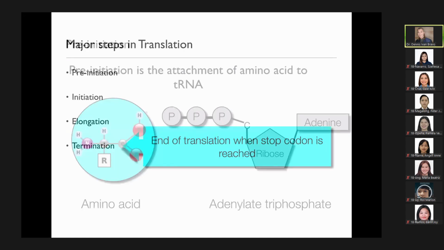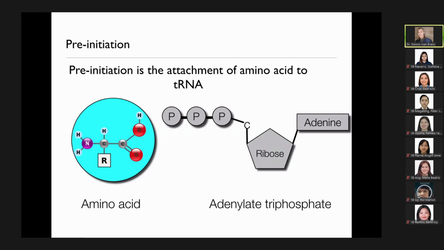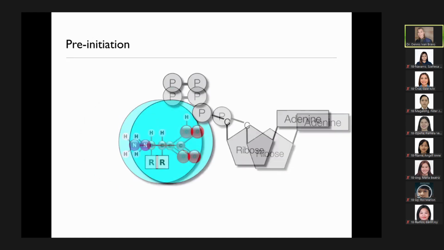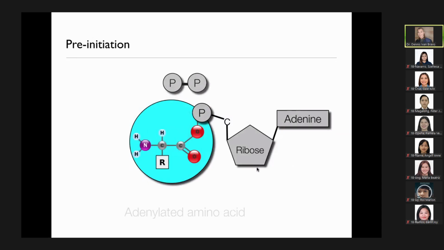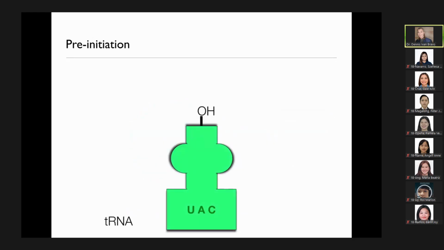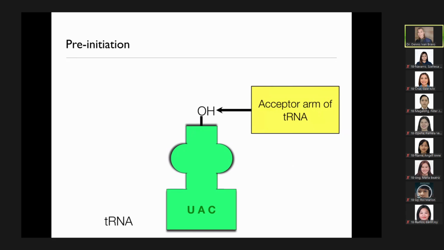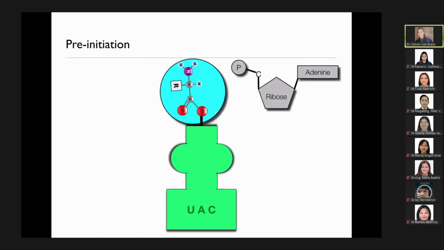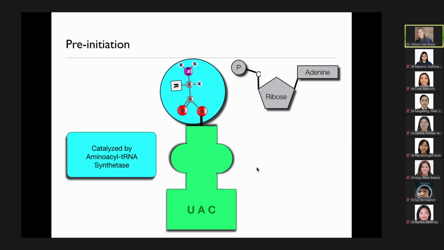So let's start with pre-initiation. All amino acids that will participate in translation have to be energized via adenylation with ATP. Once adenylated, these amino acids will be attached to their carrier, and that is the tRNA, by attaching them to the acceptor arm of the tRNA. And the process, of course, is catalyzed by an enzyme called aminoacyl tRNA synthetase.